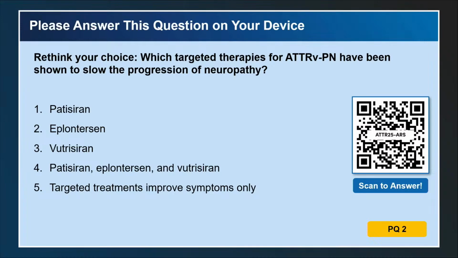Okay, so to stay awake, let's do this question. Which targeted therapies for ATTRv polyneuropathy have been shown to slow the progression of neuropathy? Is it 1, patisiran, 2, eplontersen, 3, vutrisiran, 4, all of them, or 5, targeted treatments improve symptoms only without affecting the natural history of the disease?